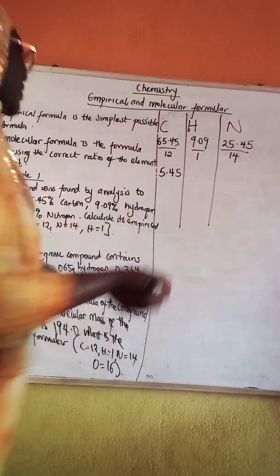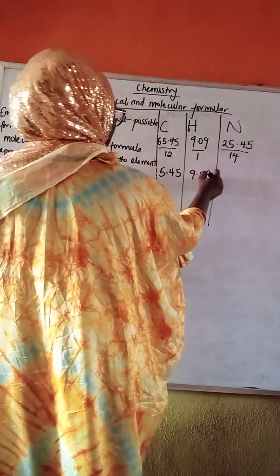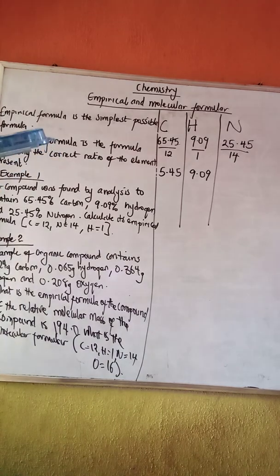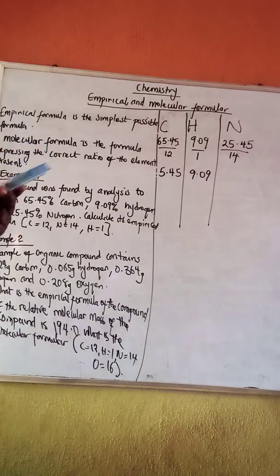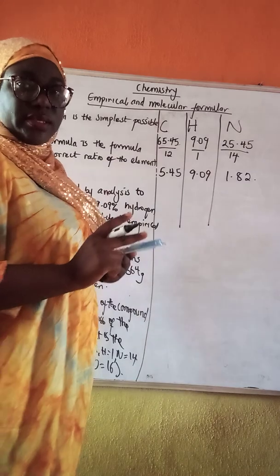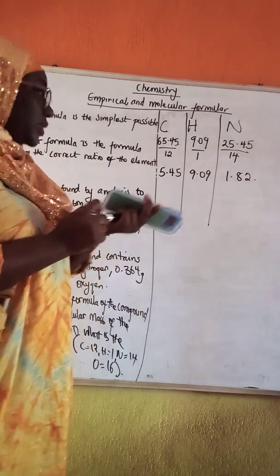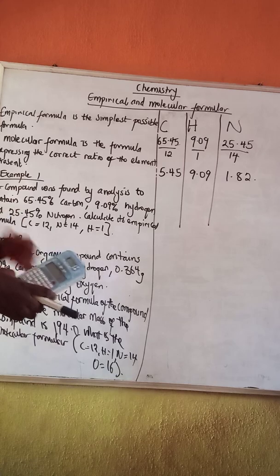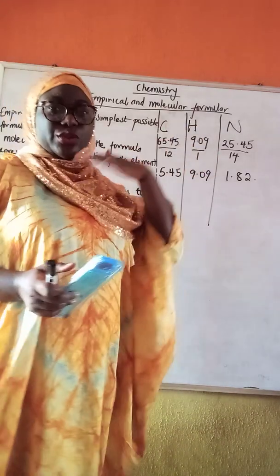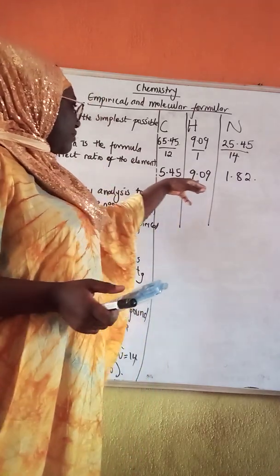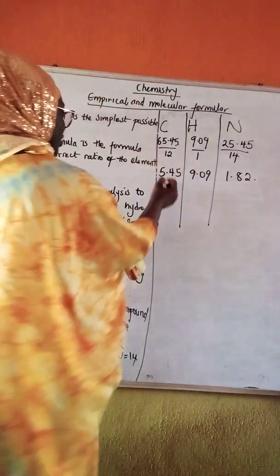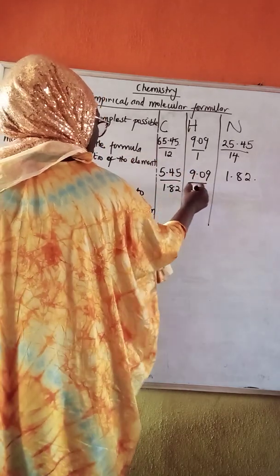Now let's go. That one is 9.09. Well, this one, if you divide it, 1.82. Always leave it in 2 decimal places. So now, having gotten that, what next? You divide by the smallest ratio. Looking at this, we have 5.45, 9.09, 1.82. Divide by the smallest ratio. What's the smallest ratio here? 1.82.